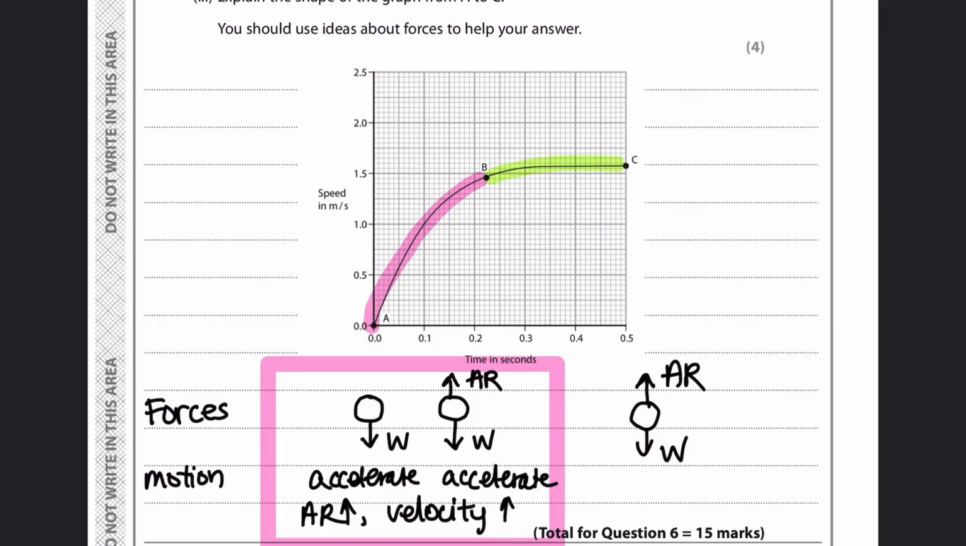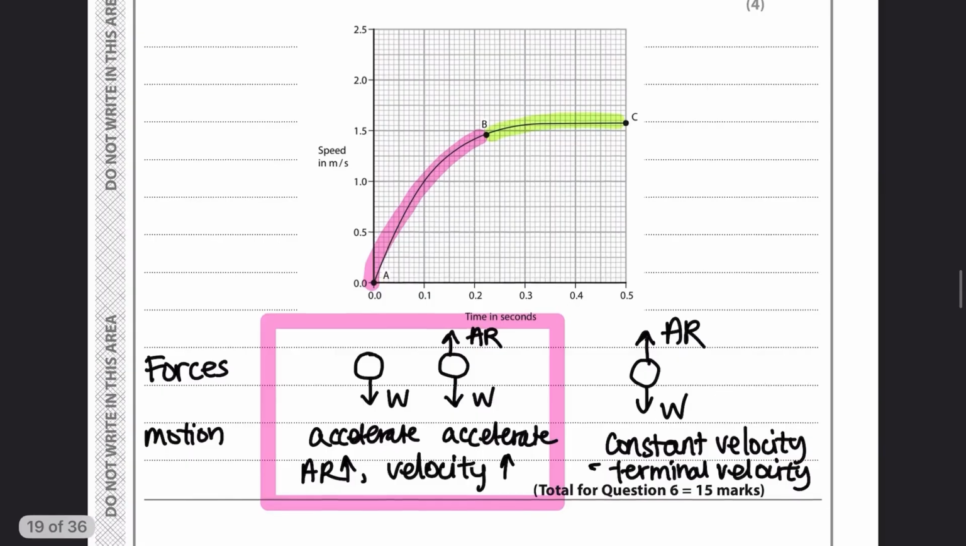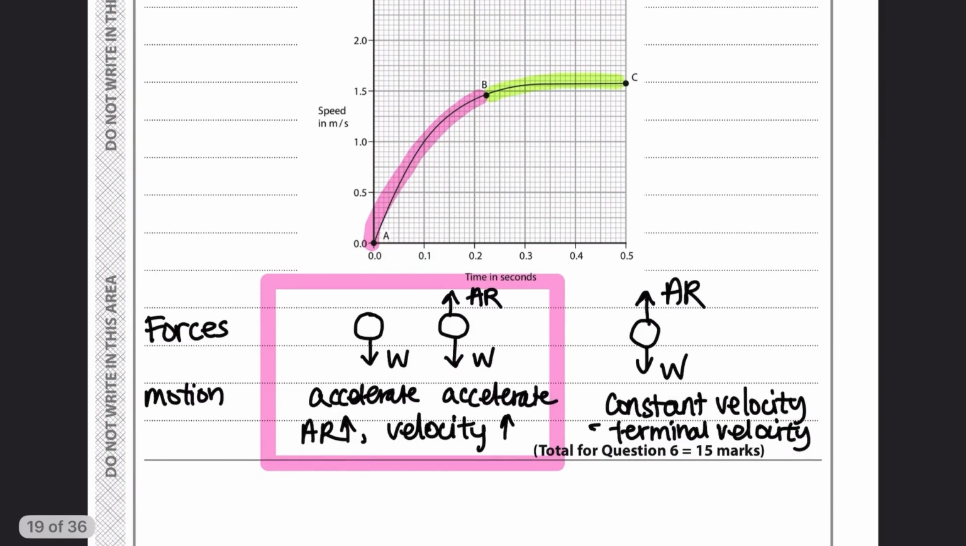And Newton's law says if the forces are balanced, then what's the motion? The motion will be constant velocity. And this is also called the terminal velocity. That's a key word. Terminal velocity is like the final velocity that you're falling. You're not going to fall any faster than that. So this is the terminal velocity. So this is basically how I explain this graph.